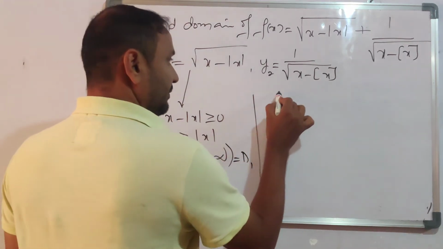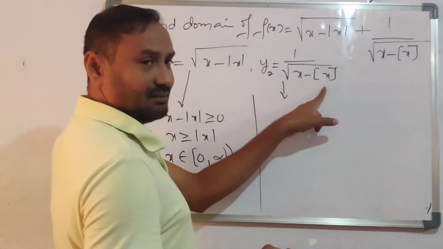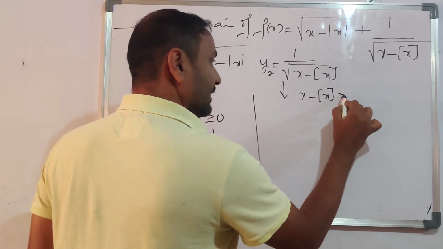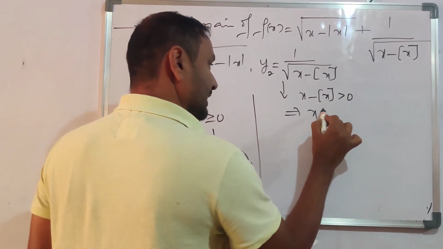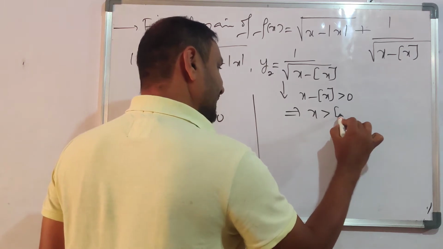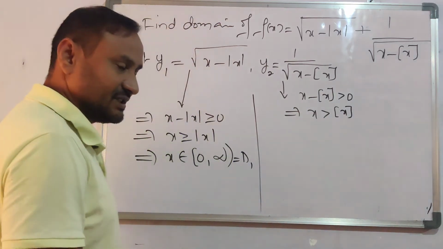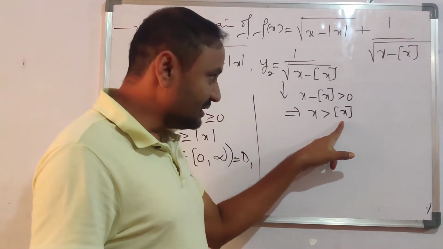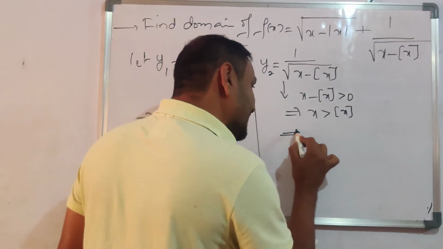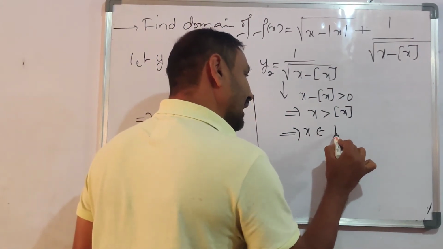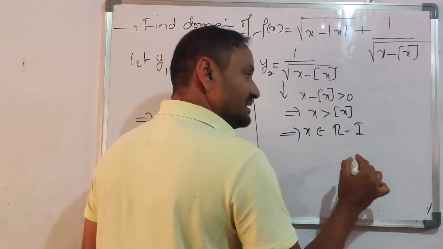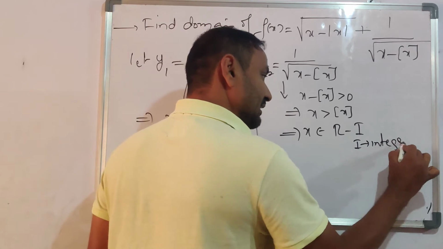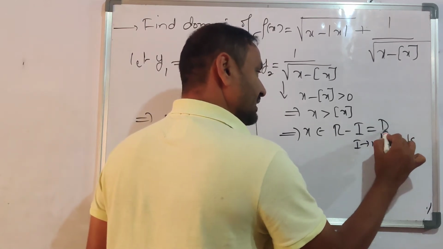In the same way for D2, it is in the denominator under root. That's why x minus [x] here is greater than 0 only. That implies x is greater than [x]. That means when you take integers, suppose 2 greater than 2, possible? Not possible. That's why here x belongs to R minus I, where I means integers. This is D2.